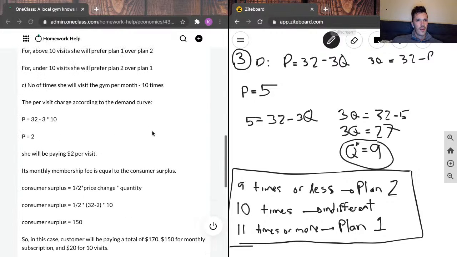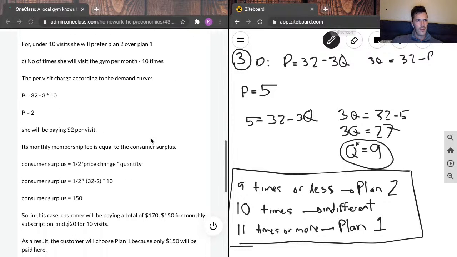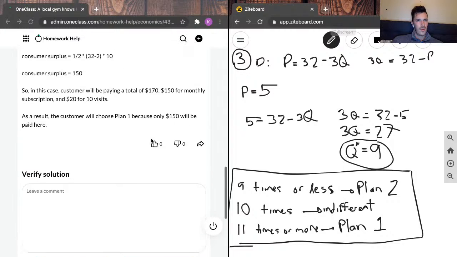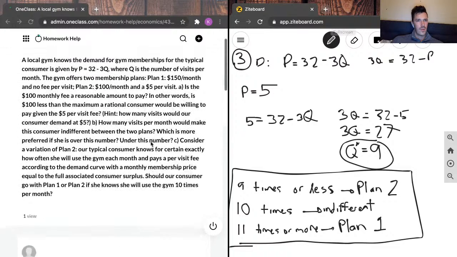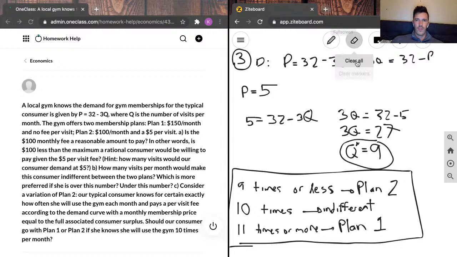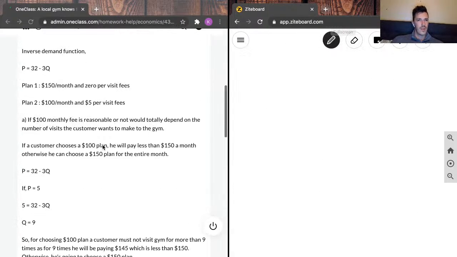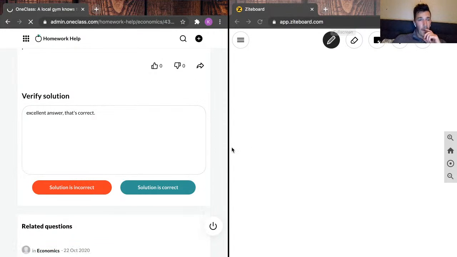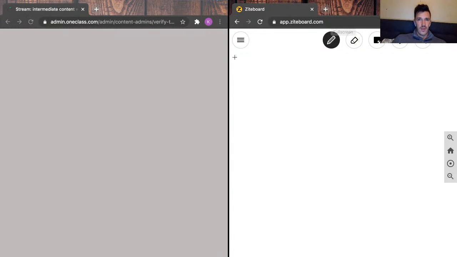I think I'm just gonna leave it there because I think doing the same thing over is just a little pointless. So we can move on to question 4 now.